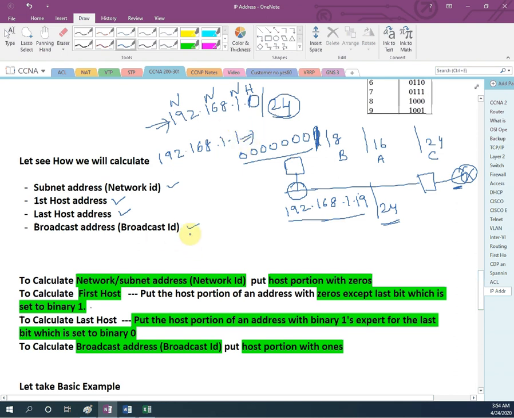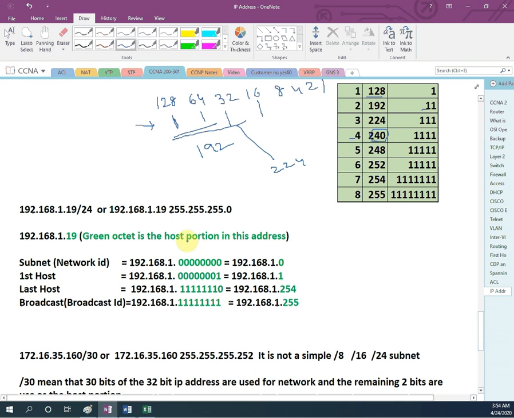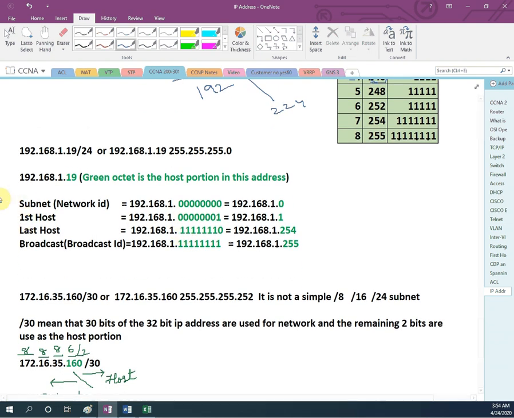So this is the example. Now we will see one example I have taken: 192.168.1.19/24. This IP address we can write like this also, 192.168.1.19, and instead of /24 we can write 255.255.255.0. We know this from a long time, right? Now we need to identify: /24 means this is class C. In class C we have 3 network parts and 1 host part. So 19 is the host portion.